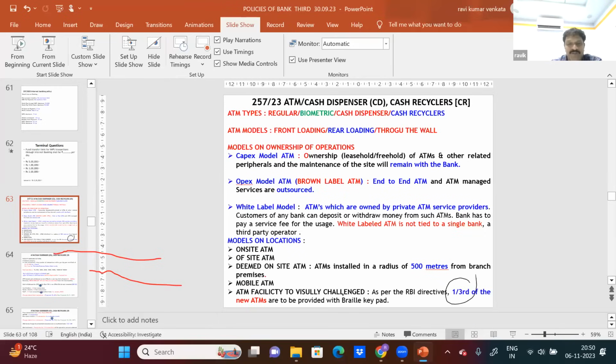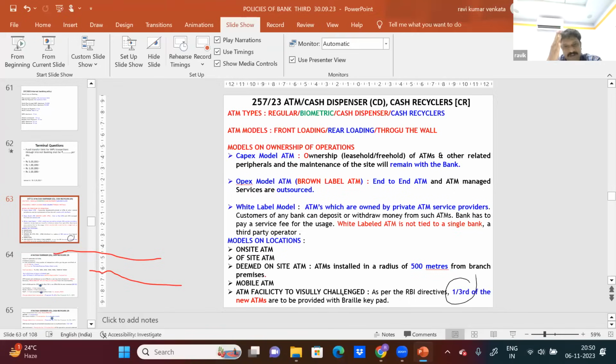Like that, he has asked the question. He used words like brown label ATM, front loading, rear loading, through the wall, and red label ATM. White label he has given, brown label he has given, red label he has given, and some through the wall and rear loading. They asked which of these is not a model, one we never use in India, or never use in a banking scenario.